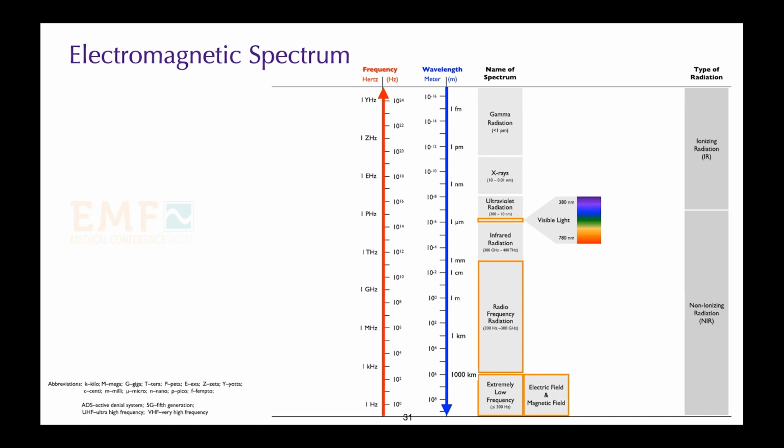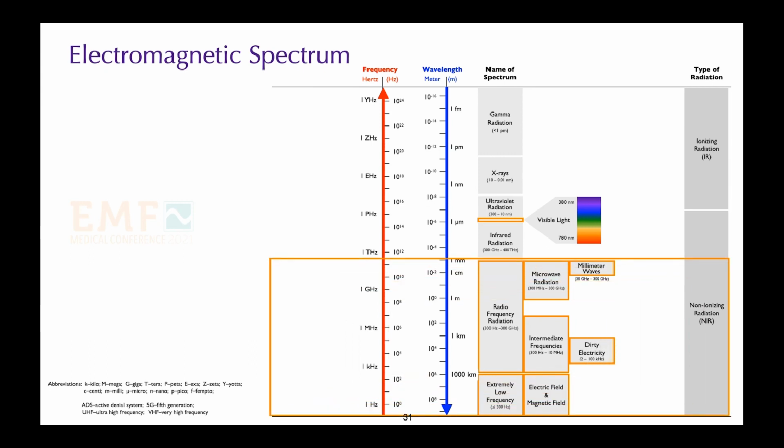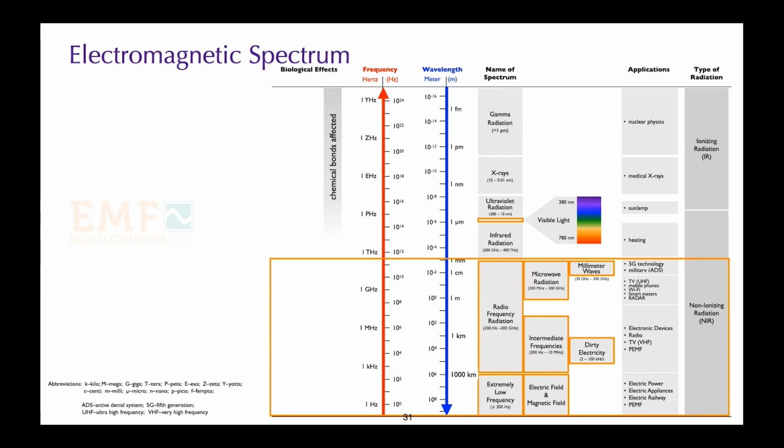And this is how the frequencies that we are going to discuss fit together. We have extremely low electric and magnetic fields. We have radio frequency radiation that is subdivided into microwaves and millimeter waves. We have intermediate frequencies that further subdivide into dirty electricity. These have various applications and a variety of biological effects.